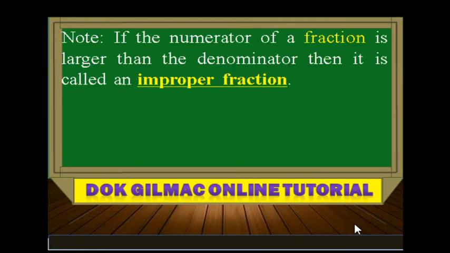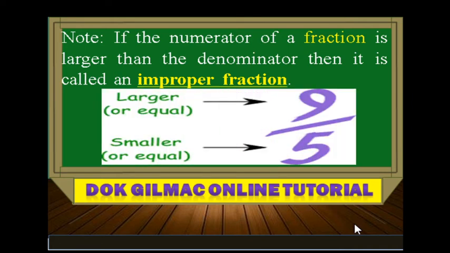Also take note, if the numerator of a fraction is larger than the denominator, then it is called an improper fraction. So for instance, we have here 9 over 5. As you can see, the numerator is larger than the denominator. Or we can say the denominator is smaller than the numerator. So 9 over 5 is an example of improper fraction.